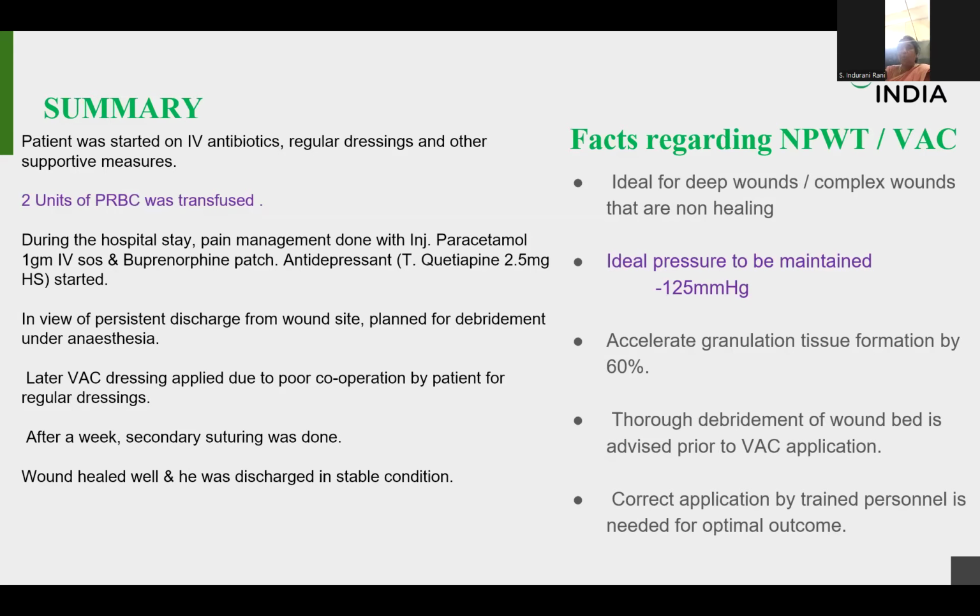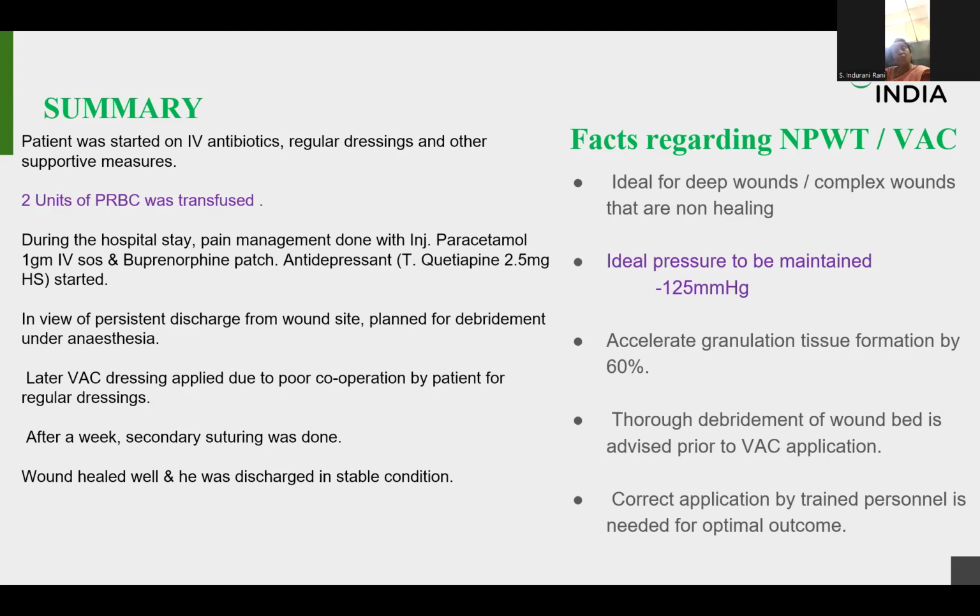Summary. The patient was started with IV antibiotics, regular dressing, and other supportive treatments, and 2 units of packed cells transfused. During the hospital stay, pain management was done with injection paracetamol, 1 gram IV SOS, and a buprenorphine patch. Antidepressant, 2.5 milligram, started. In view of persistent discharge from the wound site, debridement under anesthesia was planned. Later, VAC dressing was applied due to poor cooperation by the patient for regular dressing. After a week, second suturing was done, the wound healed well, and he was discharged in stable condition.